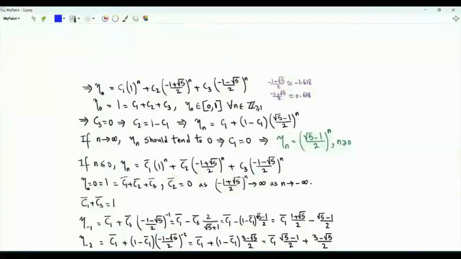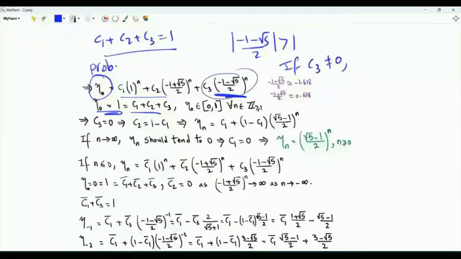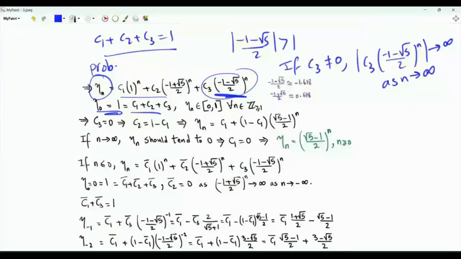Let's focus first on non-negative n. Eta 0 is equal to 1 because we start the random walk at 0. Our first equation is that C1 plus C2 plus C3 must be equal to 1. Note that eta n is a probability. This term is problematic because the magnitude of this number is greater than 1. If C3 is not equal to 0, then the magnitude of this term grows without bound. Thus, C3 must be equal to 0, and C2 is equal to 1 minus C1.